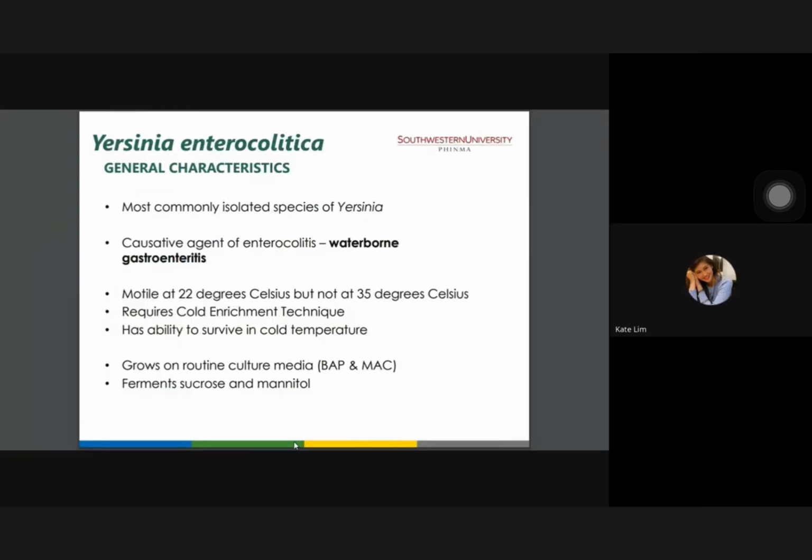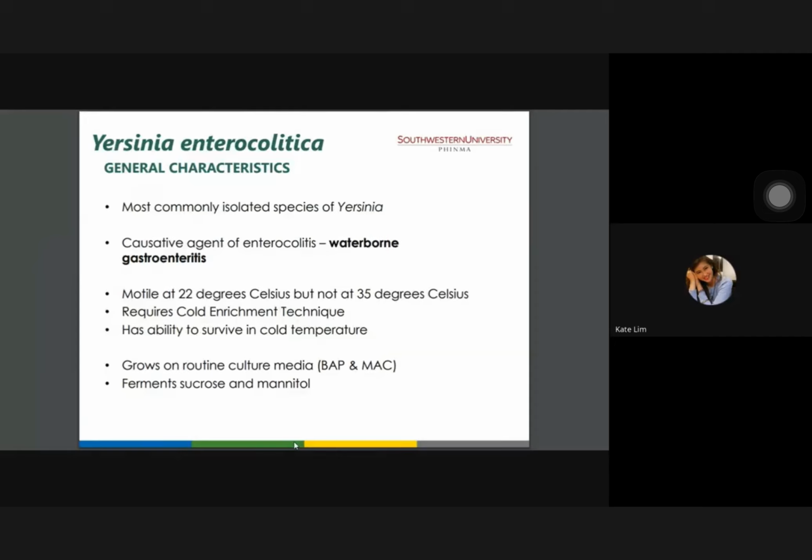Meaning this same bacterium is the most common cause of enterocolitis, which is a type of gastroenteritis. Your enterocolitica is often waterborne. Since it could cause gastroenteritis, it has signs and symptoms like abdominal pain, abdominal cramps, diarrhea, and fever.